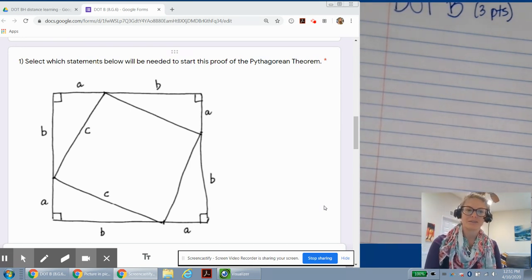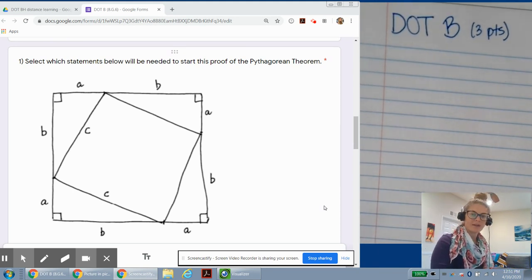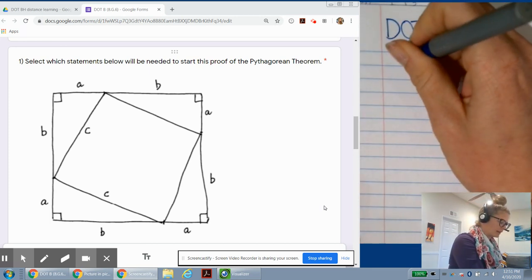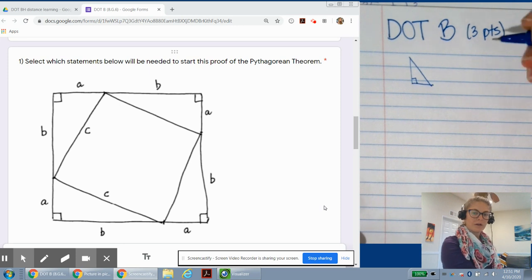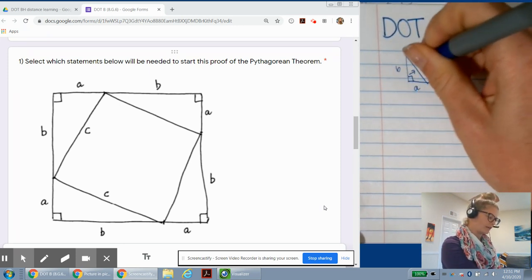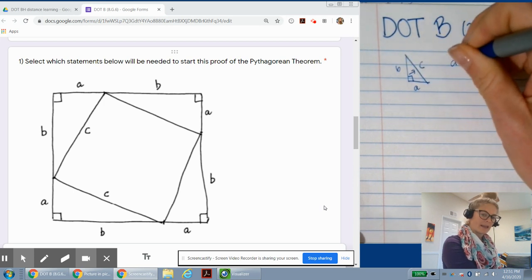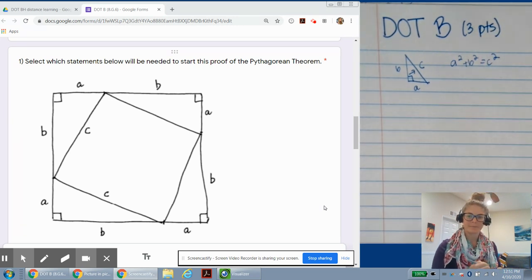So number one, it talks about which statements below will be needed to start this proof of the Pythagorean Theorem. So the Pythagorean Theorem is, if you have a right triangle, it has to be a right triangle with leg lengths A and B, and the hypotenuse length C, then A squared plus B squared will be equal to C squared.